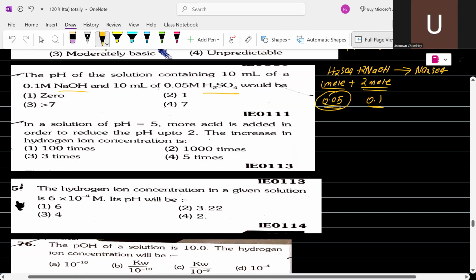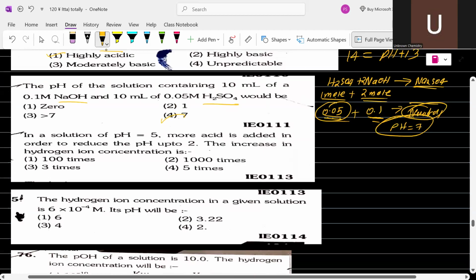So this solution is neutral, because acid and base are reacting together completely to form salt. Right? So the pH of this solution will be equal to 7. Here the volume is also 10 ml. If the volume is changed, then things will change too. 10 ml. Please understand.